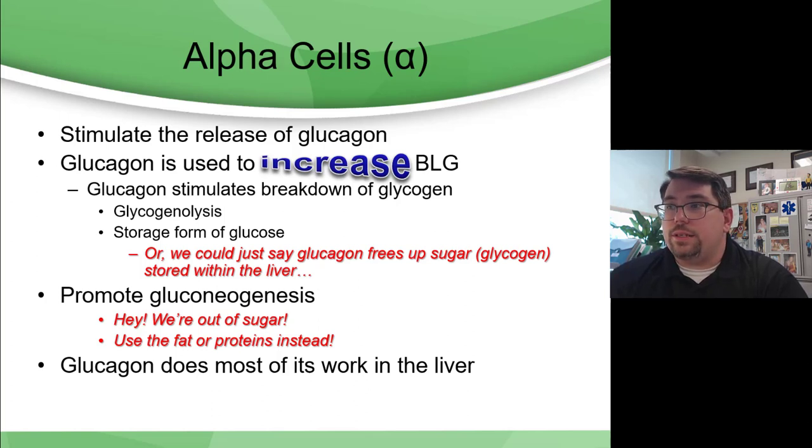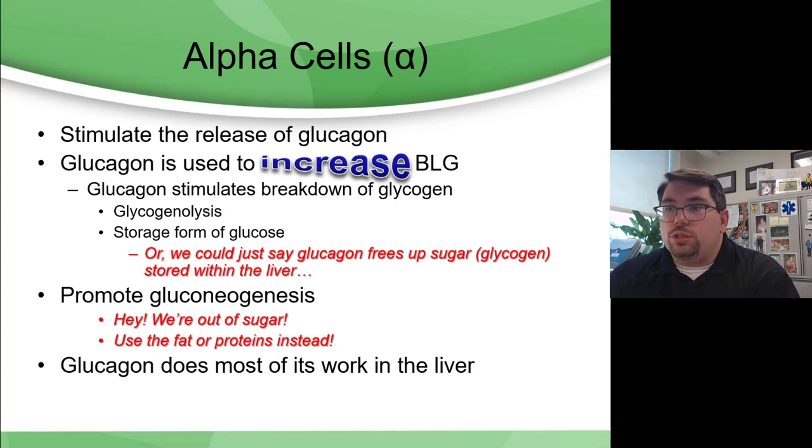That process of stimulating the breakdown of glycogen into a usable form of sugar is called glycogenolysis, or the breakdown of the storage forms of glucose, right? Or realistically, we could just say that glucagon frees up sugar, glycogen, stored within the liver, because that's the predominant location where those stored sugars are kept.